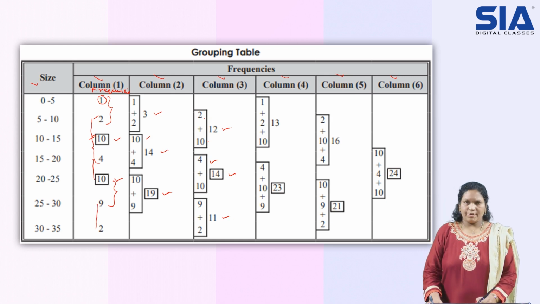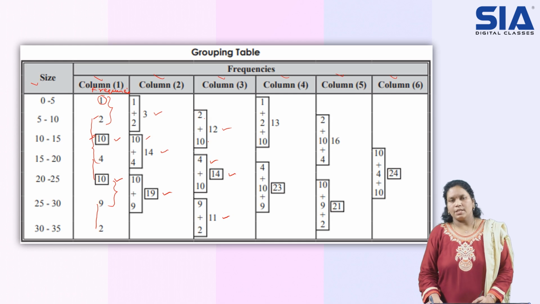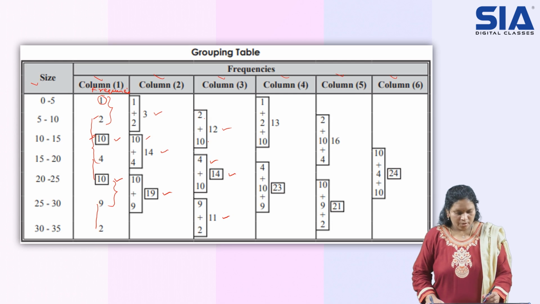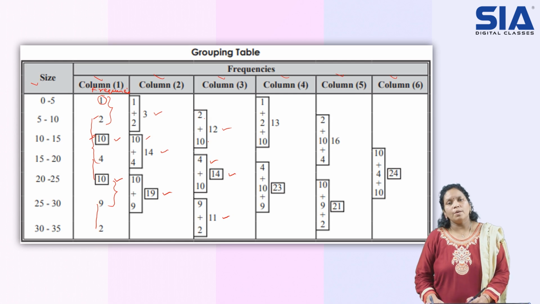So in this way you have to add up two values, leaving the first value. So I've got column 3. In column 3 again the same rule. Check it out. The highest value we have among 12, 14, 11 is 14. Make a box to that. So that is how column 3 is obtained.